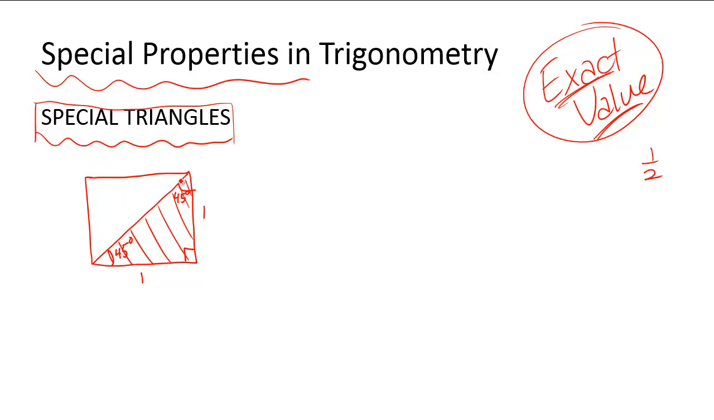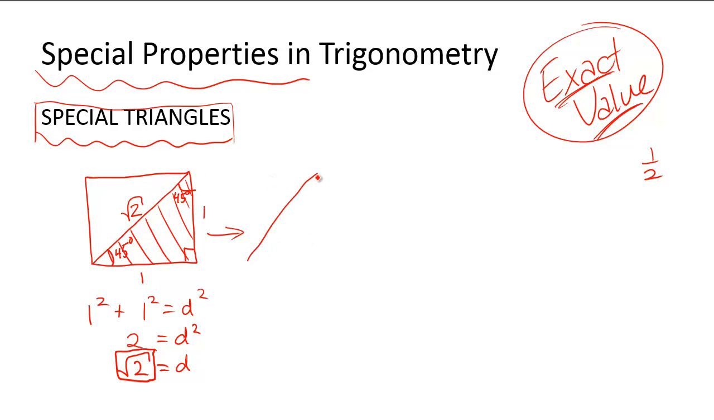Okay, and what's the diagonal? Well, use the Pythagorean theorem. 1 squared plus 1 squared will be the diagonal squared. So that's 2 equals d squared. So d is equal to root 2. Now keep it exact, because this is going to help us with exact values. You'll see in a little bit some examples of that. So this forms the first special triangle, where you have 45, 45, 1, 1, root 2.